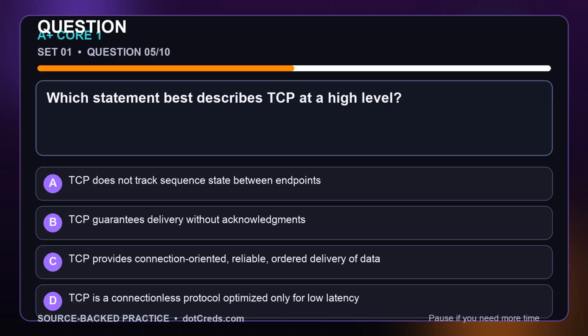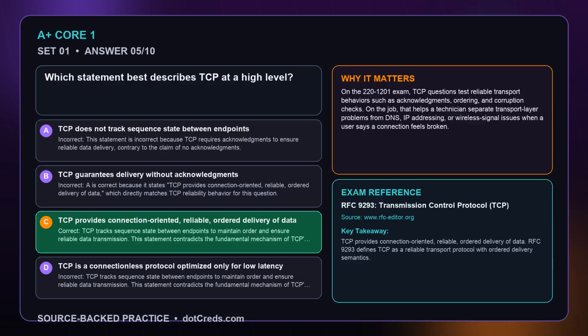Lock your answer now. Question 5 answer. C. TCP provides connection-oriented, reliable, ordered delivery of data. RFC 9293 defines TCP as a reliable transport protocol with ordered delivery semantics.